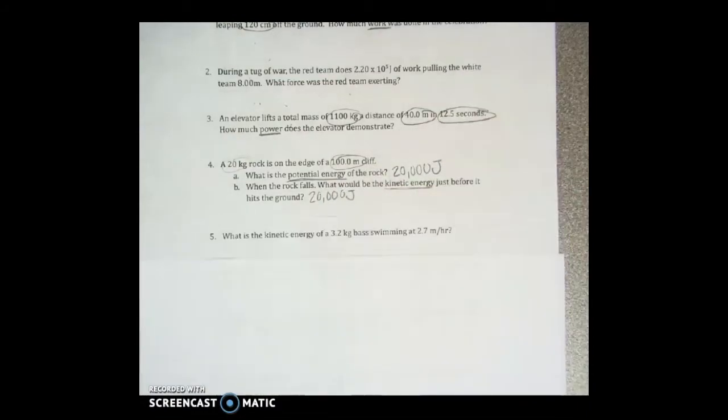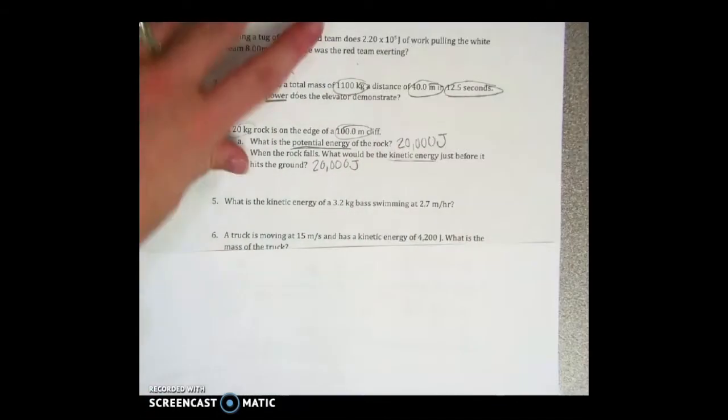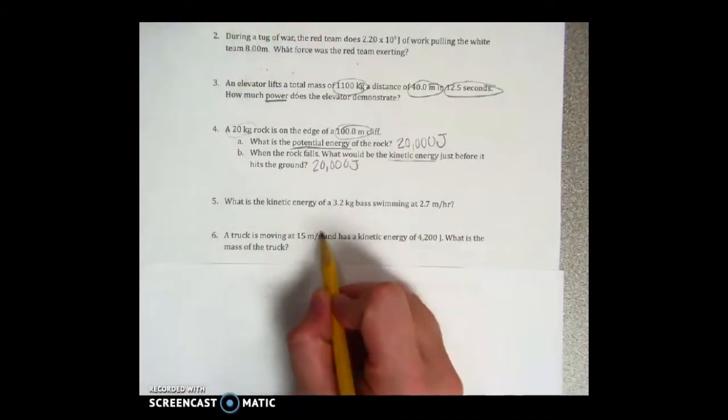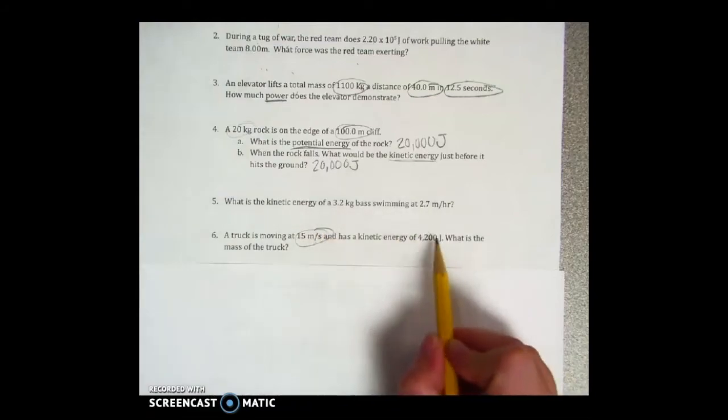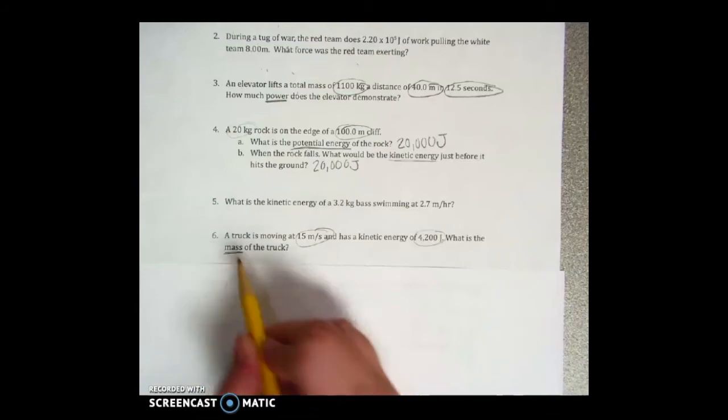But let's take a look at one that would require us to use our kinetic energy equation. So let's look at number 6. This one requires a little manipulation. So we see that we have 15 meters per second. It gives us a kinetic energy of 4,200 joules, and it wants to know the mass.